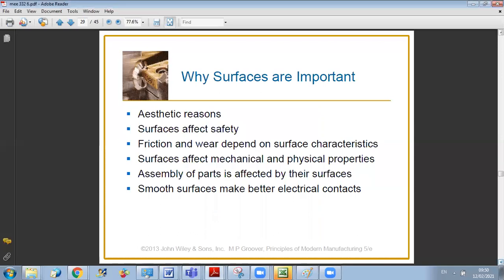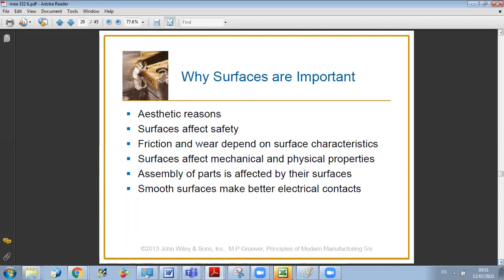Now, the characteristics of surfaces are very important for various reasons. First, for aesthetic reasons, for safety, and sometimes, let's say, if you have an internal combustion engine, you should have perfectly smooth surfaces between the piston and the cylinder to ensure smooth motion of the piston. Okay, if not, with time you will have corrosion and wear of the different parts of your engine. So the properties of surfaces will sometimes affect a lot the safety of the equipment.